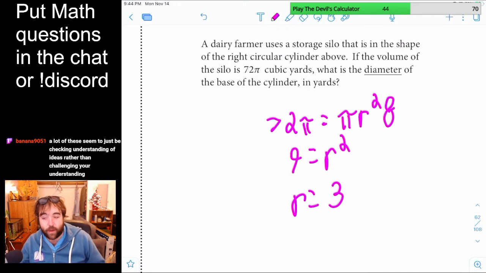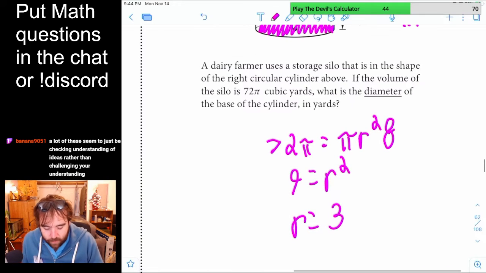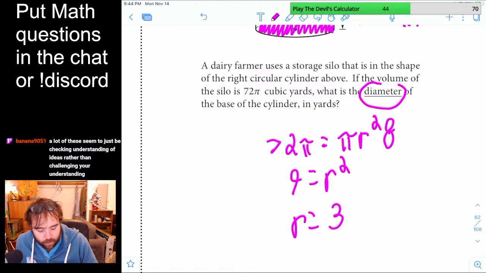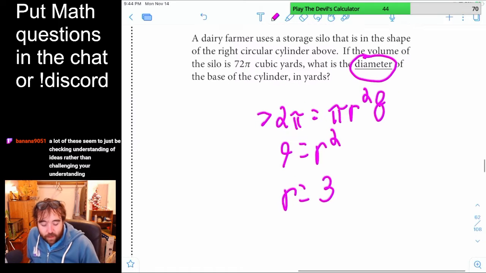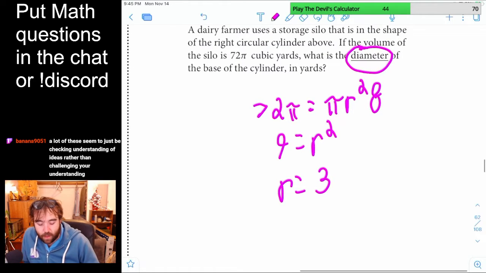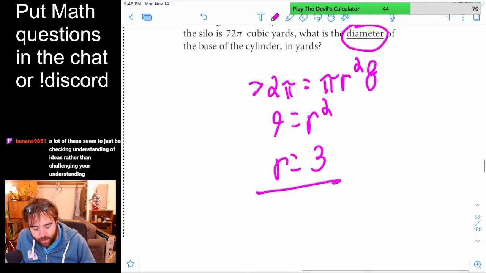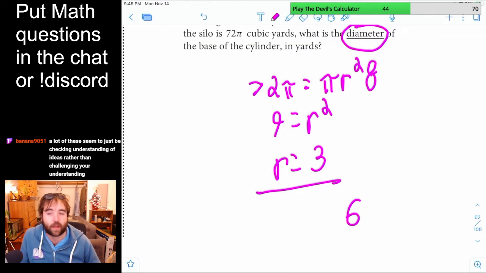And is that our answer? No, it is not. Because another thing you've always got to be checking on the SAT is what is the actual question? They're asking for the diameter here. So there was no good way to solve for the diameter directly. But now that we have the radius, we can know that the diameter is just double that. The diameter is 6. So make sure you're watching for that.